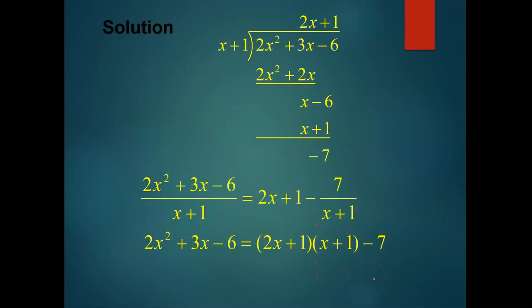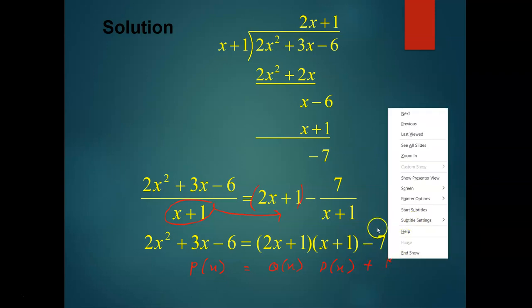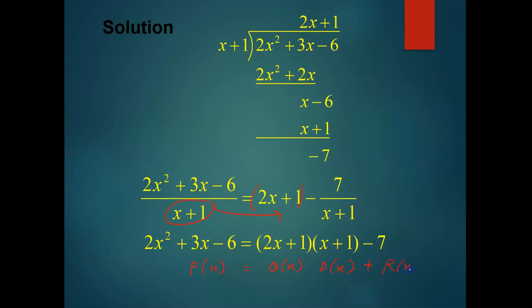Okay, so you will have this: 2x squared plus 3x minus 6 over x plus 1. Then this x plus 1 you bring to the other side, multiply and multiply here. Then you will have P(x) equals your quotient Q(x) times divisor D(x) plus your R(x). R(x) in this case is negative 7, your remainder.